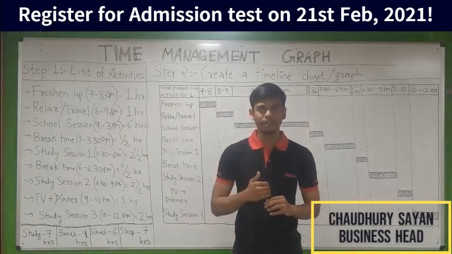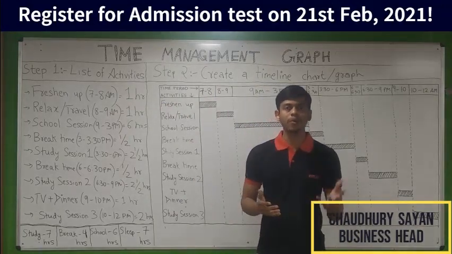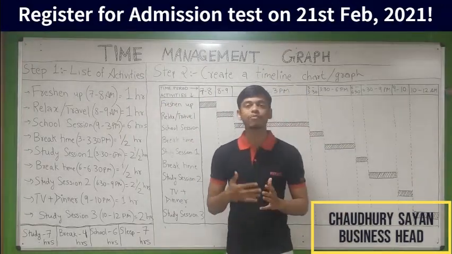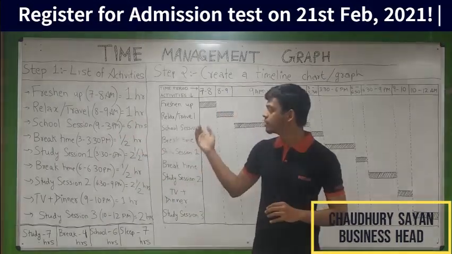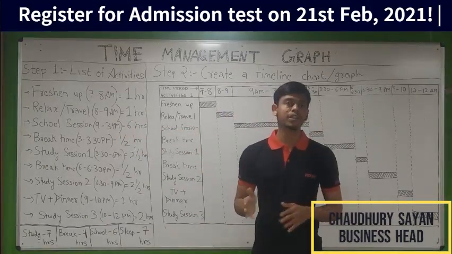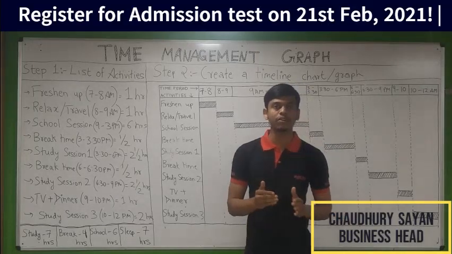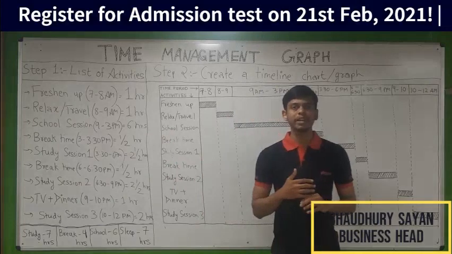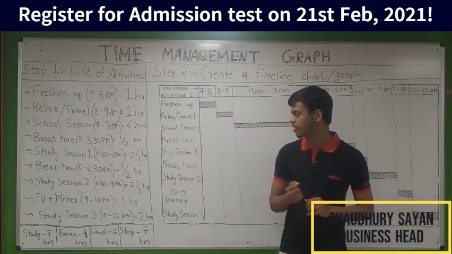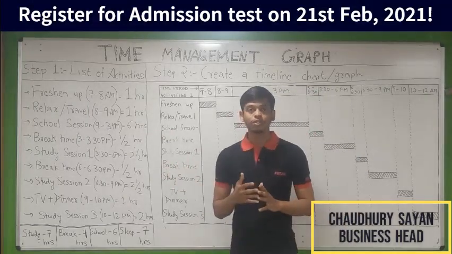he freshens up. And then he takes another 1 hour to have some relaxation time, to have breakfast, or even to get ready for his school. Then he attends his school session, that is from 9 to 3 p.m. So he accounts 6 hours in total to attend his school. And as soon as he returns from school, he takes a small break of around half an hour. And then he plans to study.